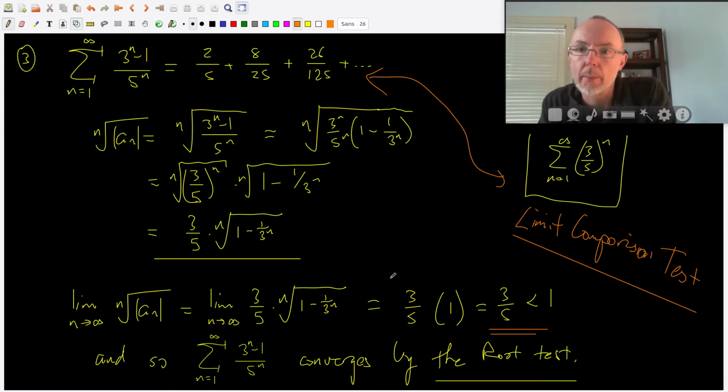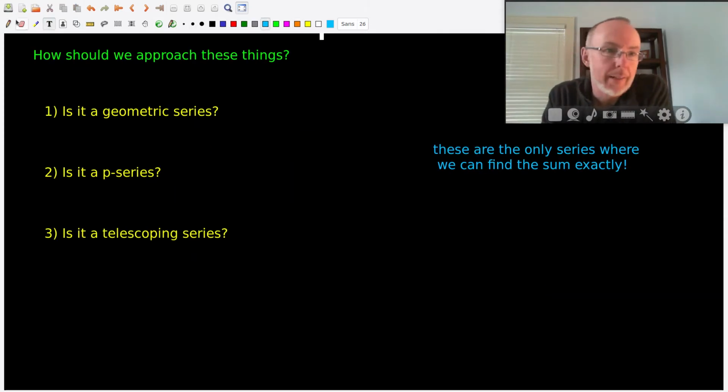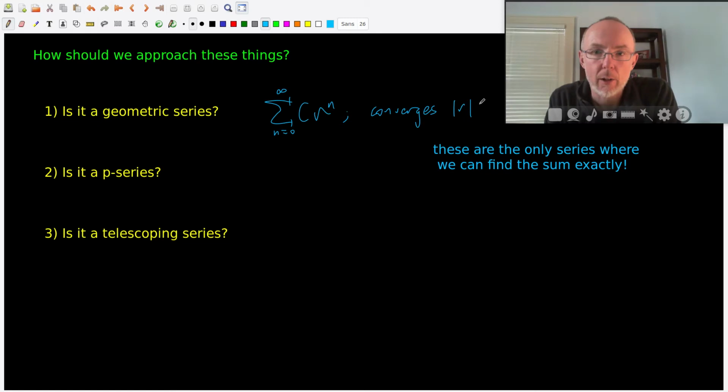How should we deploy them? So I'm going to start by outlining these a little bit. The first thing to ask is: is it one of these series we recognize? Is it a geometric series? If it's a geometric series, then it's of the form r to the power of n, maybe with a constant, n from 0 to infinity. And that converges if the absolute value of r is less than 1, and we can find the exact value of that sum.